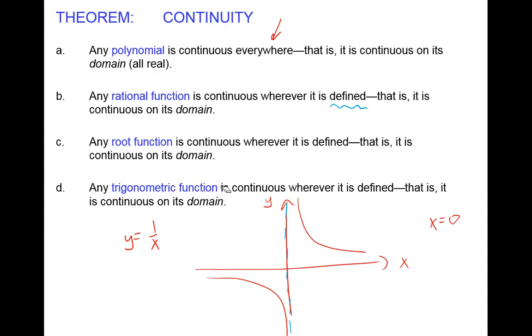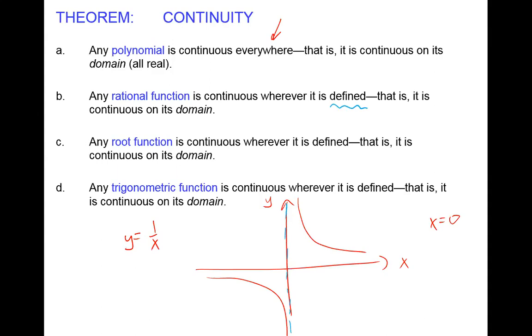And the same with the root function and trigonometric functions. Because we know, for example, tangent of x has lots of asymptotes. That means we might say, oh, we have discontinuity. However, we have to ignore the asymptotes, ignore the numbers that are not in the domain, and just look at the curve between.